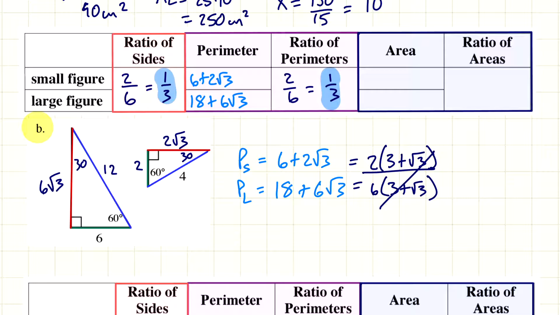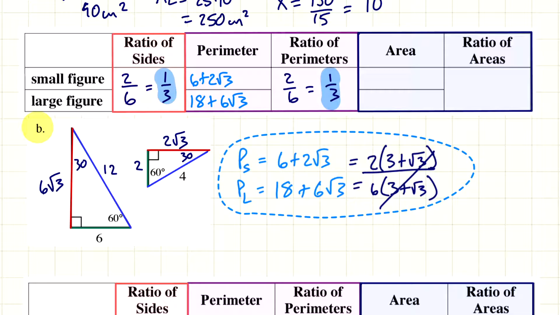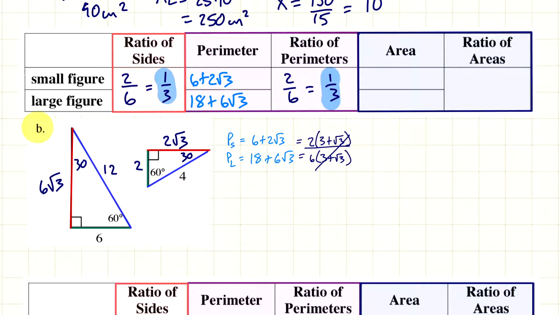What will the ratio of areas be? Well, let's see. If we're going to find the area of these two shapes, let's start with area of the small one. Well, this is a triangle, so this is going to be 1/2 base, which is 2, and the height, which is 2 root 3. All right, so that's how you would find the area of the small triangle. And that simplifies to, the area of the small is 2 root 3.